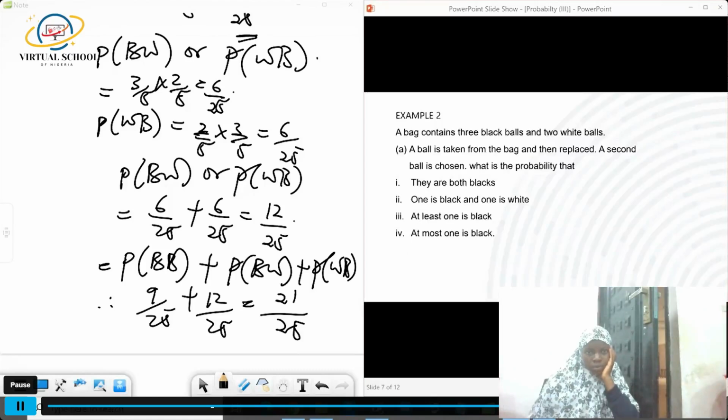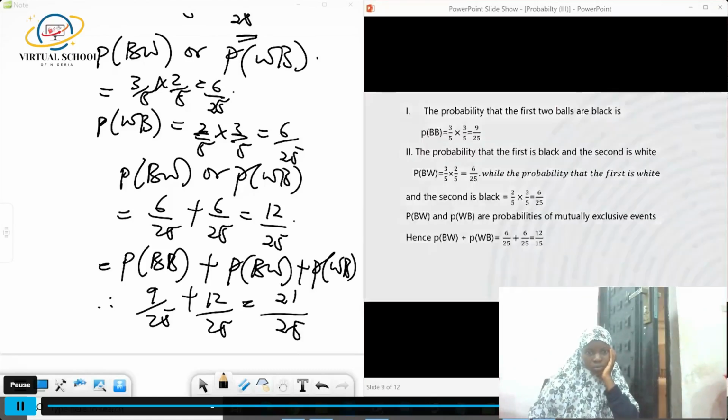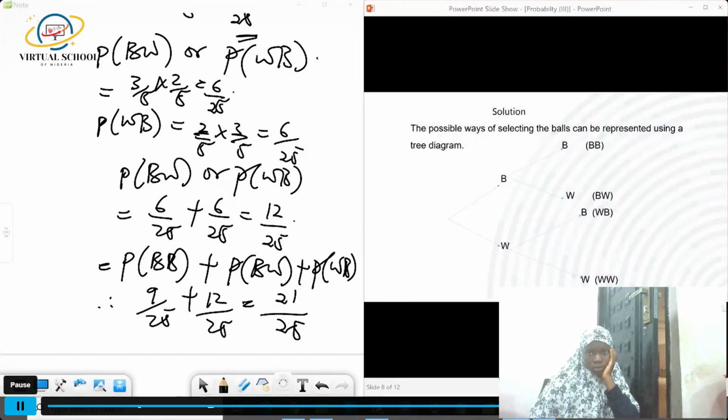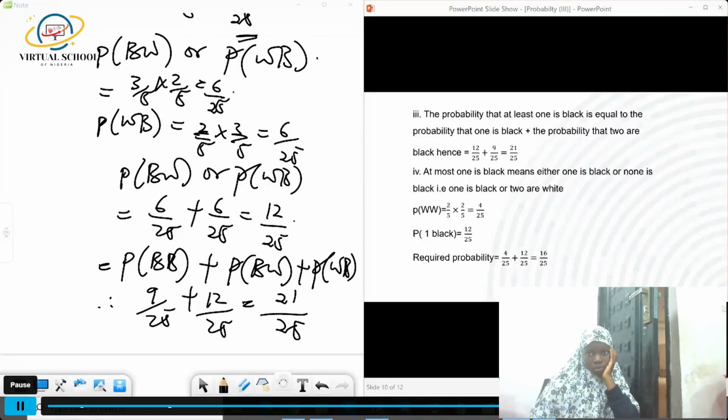Now, the last question says at most one black. Now, at most one black means either one is black or none is black. That is, one is black or two are white. Now, what does that mean? It means that from our tree diagram, either one is black or none is black. So, meaning that we discussed black-white and white-black. It's either we have black-black, or the rest are white.